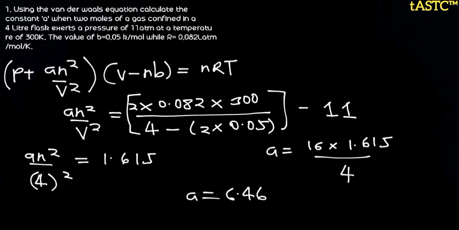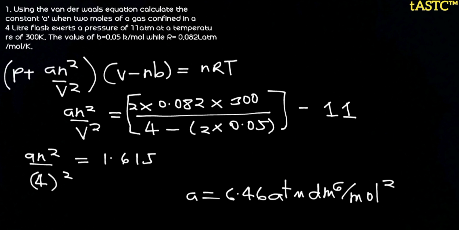Now we need to find the unit. What is going to be the unit of A? Now we have already said that should be atm dm to the 6th per mole squared. So basically, we got the pressure, this is a unit for the pressure, and we also got the volume, and we also got the number of moles. So moles should be squared, so I need to write that there. That means the answer to this question is this. A is equal to this.